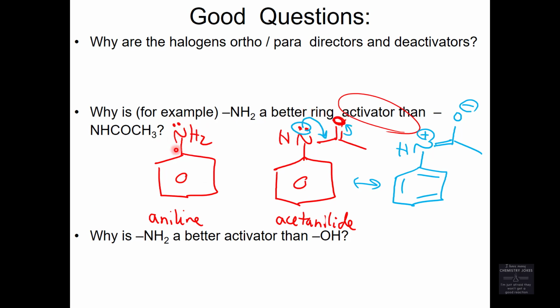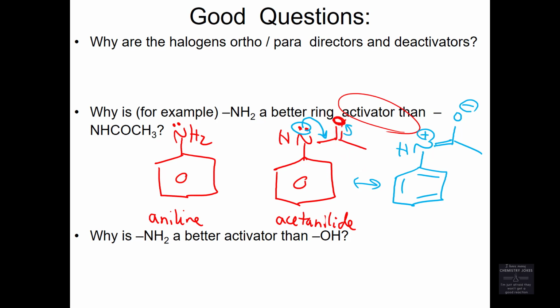This lone pair is solely focused on donating to that ring. This lone pair makes this benzene electron rich. It's got tons of electron density. Bring on the electrophiles. It's really ready to react. This lone pair can donate to that benzene. It's also got tons of electron density, really ready to react, but it doesn't have as much electron density because that lone pair is not laser beam focused. It's distracted by this other carbonyl group over there.